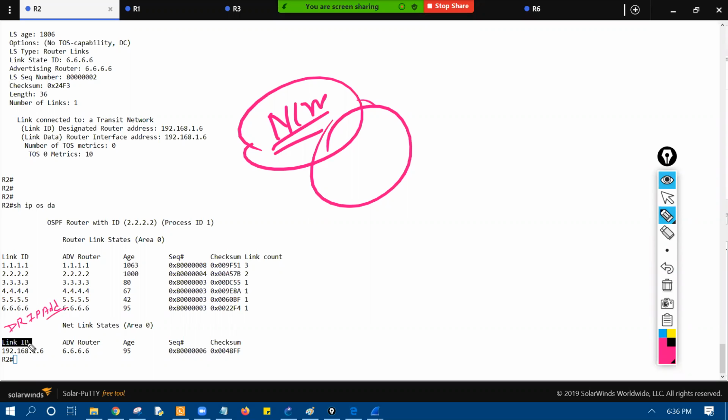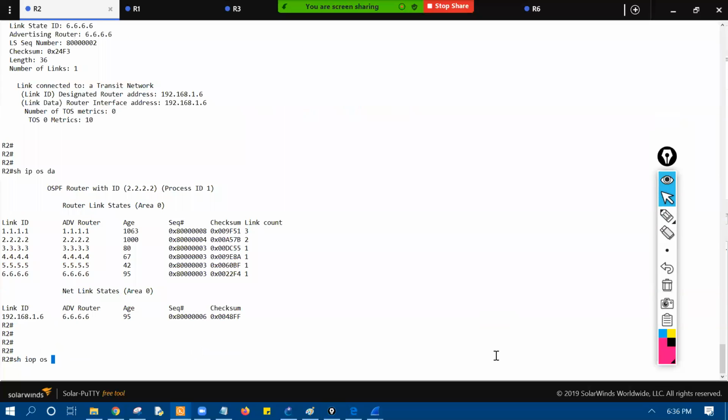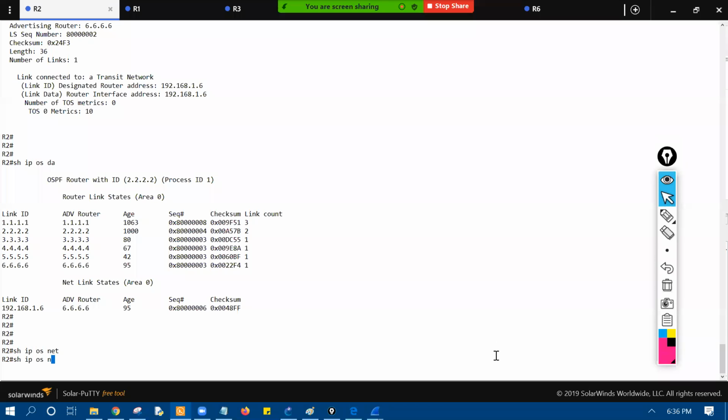So this is a DR, this link ID is the DR IP address in the network LSA. This link ID is the router ID in the router LSA. Who is advertising this LSA? 6, because R6 is the router ID of the DR. Same information, nothing is different. Of course, they don't have a link because they are going to contain the router information. So if you want to see the detailed information of this, show ip ospf database network LSA.